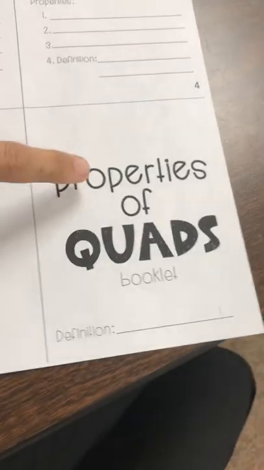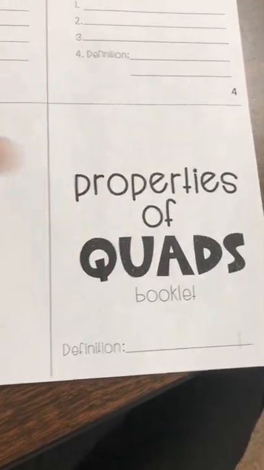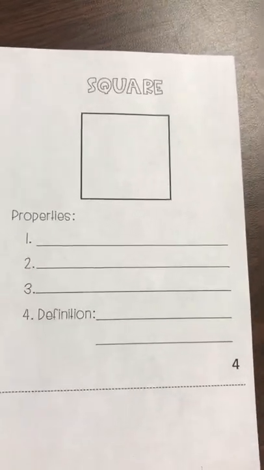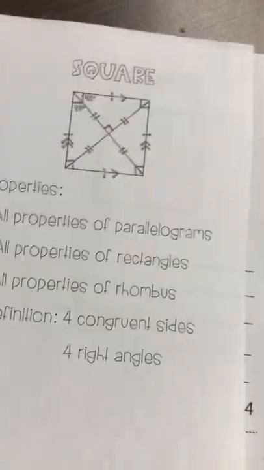Hi, welcome. We're going to go over our foldables. So these are the properties of a quadrilateral, and we're going to start with the most popular one, Mr. Square. So here's kind of what I'm looking for.